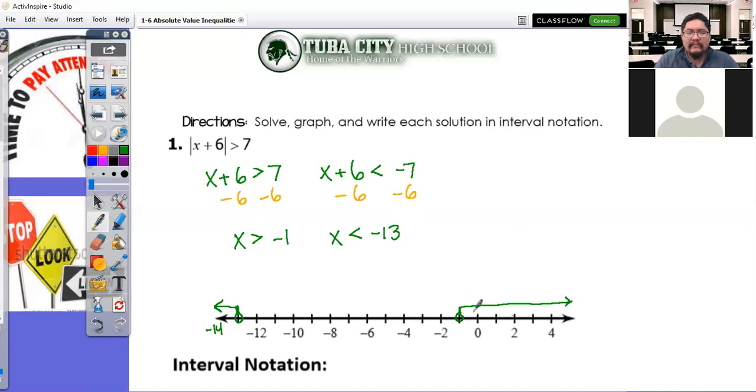Or again, you can plug it in. Like if I pick 2, right? 2 is greater than -1, that is true. So that means that this is pointing in the right direction.